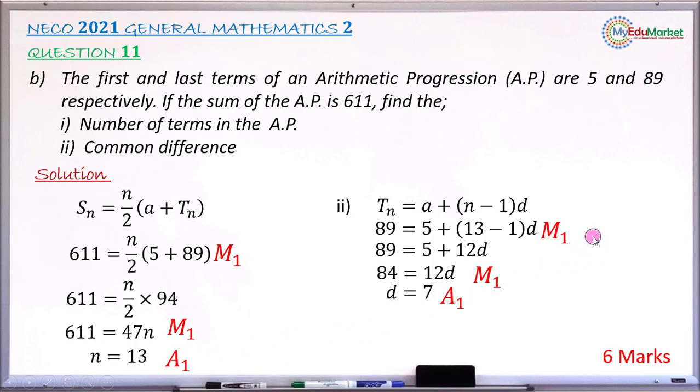The next mark is a method mark for substituting in the formula Tn equals A plus (n minus 1)D. Substituting your Tn, your A, and your n in an attempt to get D, you have this method mark. When you simplify this equation up to where you divide both sides by 12 in an attempt to get D, you have another method mark. And when you have D equals 7 exactly, you have an accuracy mark. If everything is done correctly in this question, you have 6 good marks.